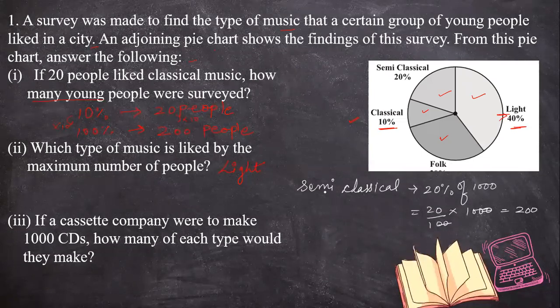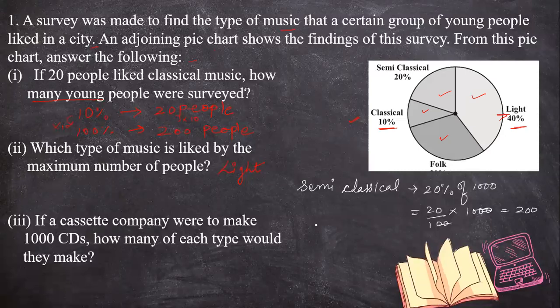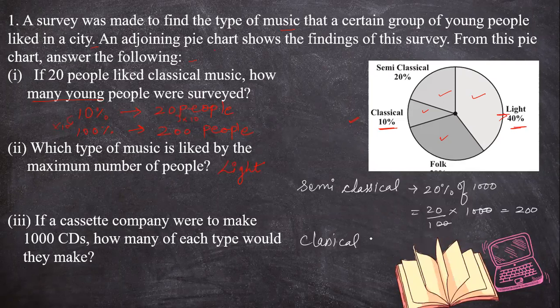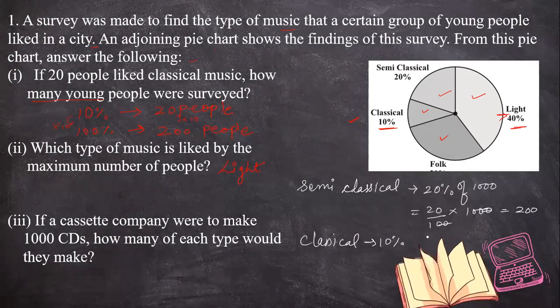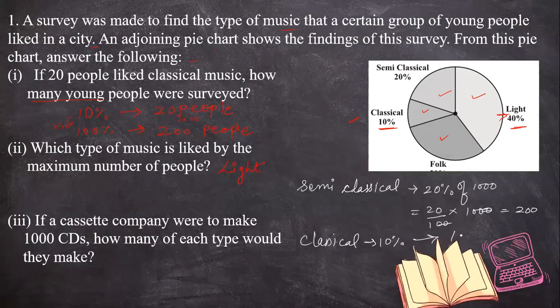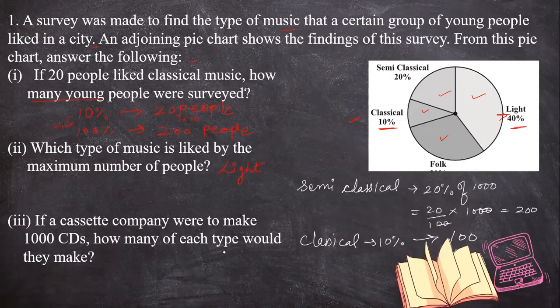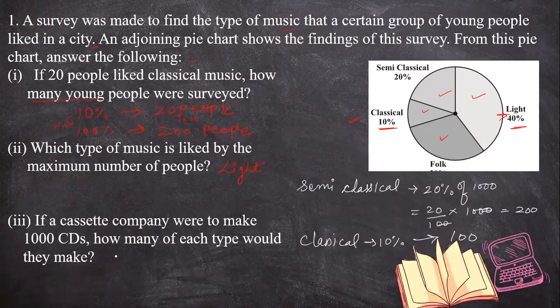So 20% means 200. Now classical is 10%. Same like this, you will calculate, so you will get 100. Next is folk.